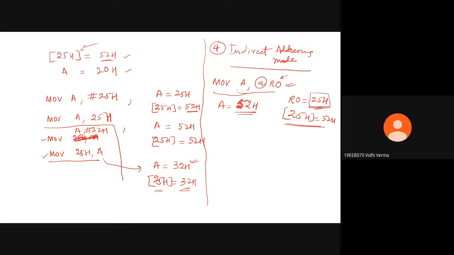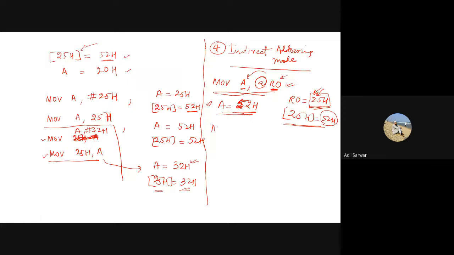Is it fine? So R0 is containing 25, and in this instruction I'm using @R0, that means the content of the address pointed by R0. Listen to this once again: the content of the address pointed by R0 will be copied to A. So if R0 was containing 25 and the content of 25 is say 52H, then this 52H will be copied to A. And after this instruction, A will be having the value 52H.